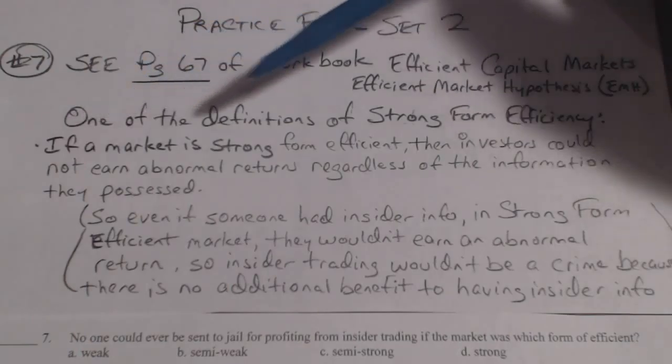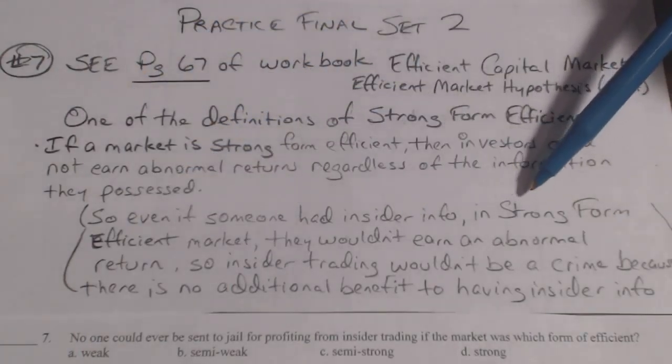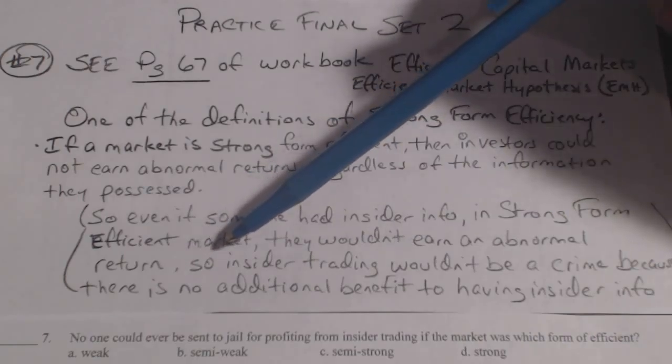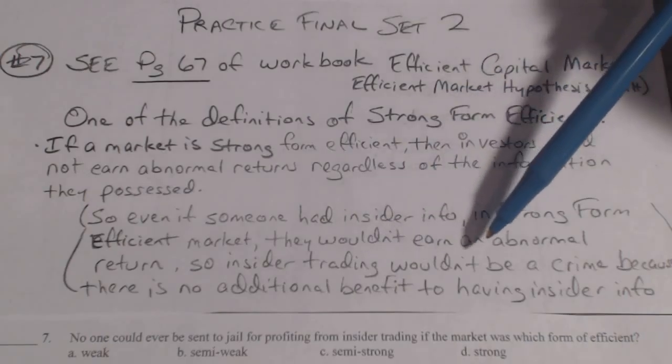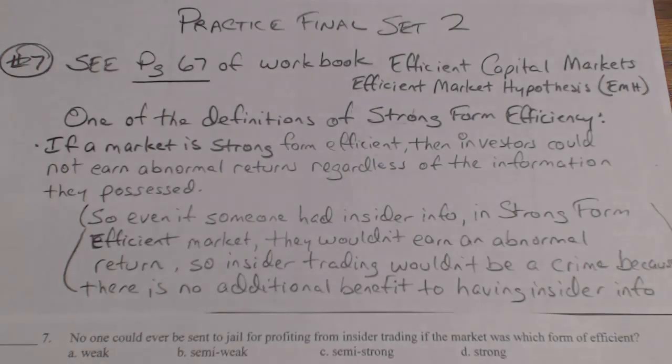So that's what I wrote, one of the definitions of strong form, which I just read to you. Even if someone had insider info in a strong form efficient market, they wouldn't earn an abnormal return. So insider trading wouldn't be a crime because there is no additional benefit to having the insider info. I hope that makes sense to you.